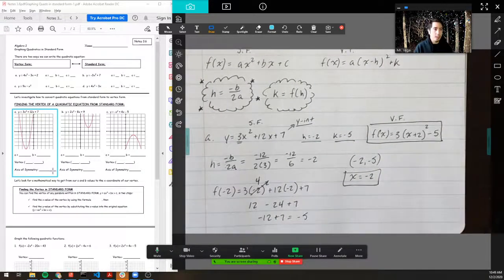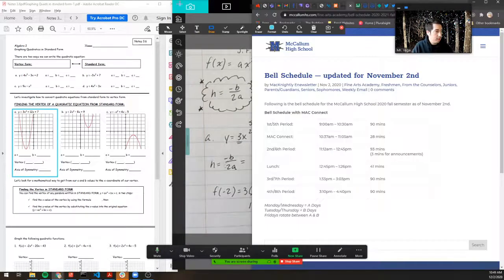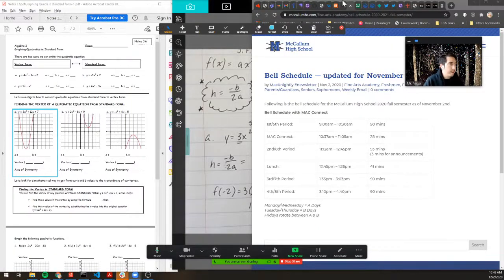Just to think about that a little bit more, let's look at Desmos really quick. Desmos really quick. That's the bell schedule. I got to make sure I know when I have my next class.